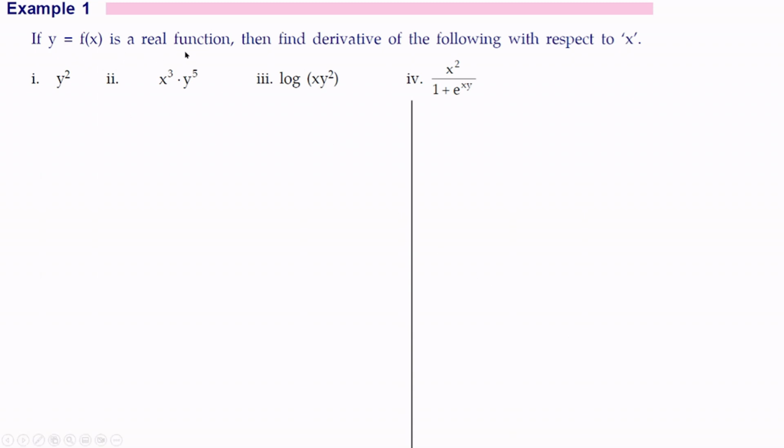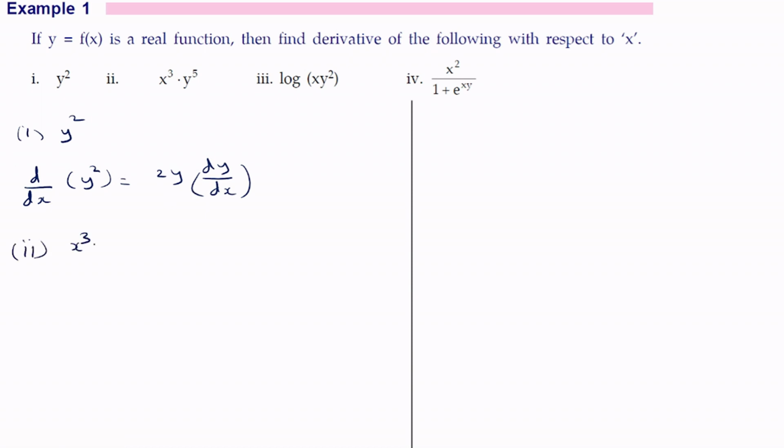If y equal to f of x is a real function, then find the derivative of the following with respect to x. The first one is we have to find the derivative of y square. So derivative of y square, it is 2y dy by dx. So we have to use chain rule to differentiate this. First we have to differentiate y square and then we have to differentiate y. So it is 2y dy by dx.